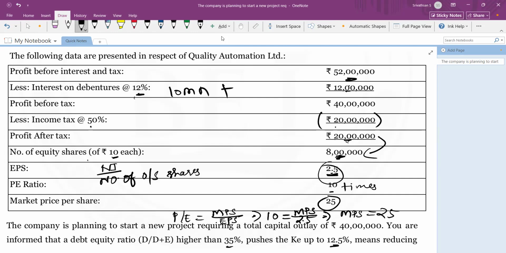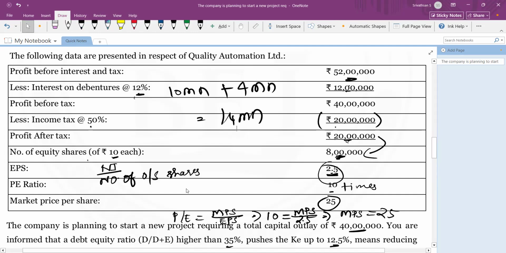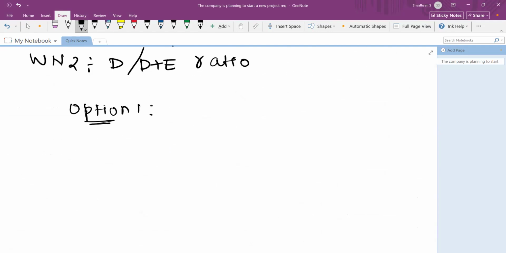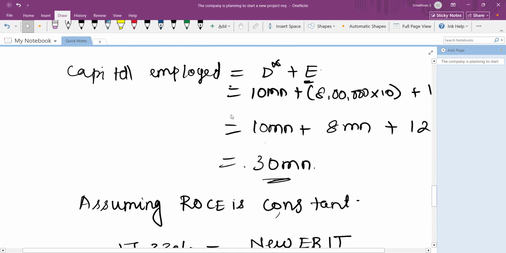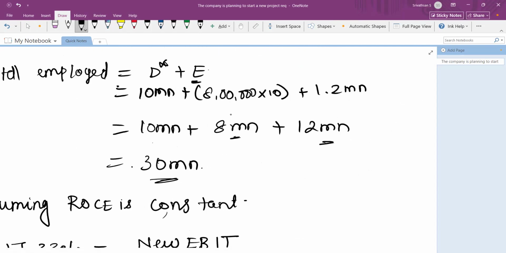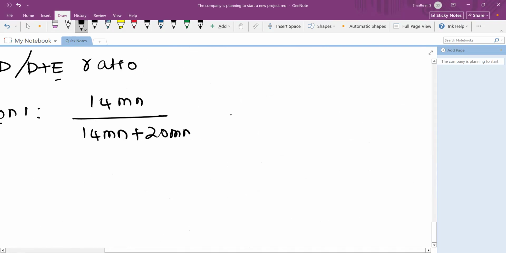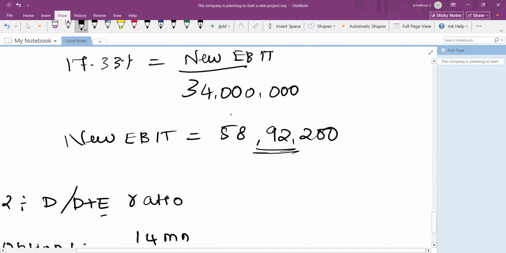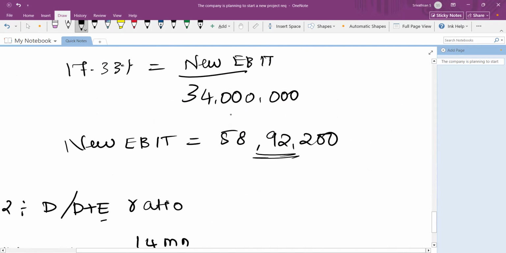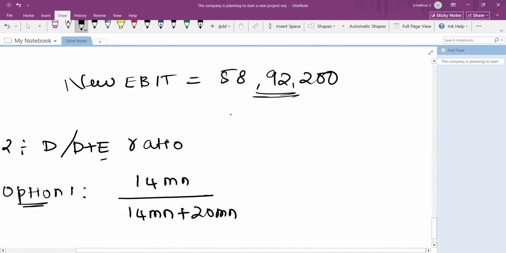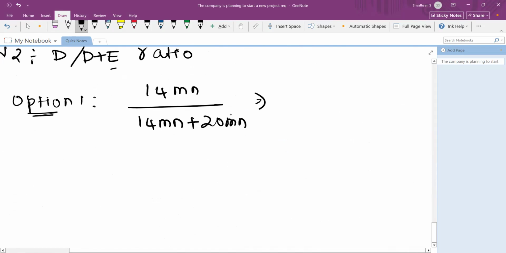On top of that, we are raising this additional capital of 40 lakh rupees also in the form of debt, so 4 million. So the total debt is 14 million. So option 1, the debt to equity ratio will be 14 million, the total value of debt, divided by debt plus equity. The equity amount we already calculated is 20 million, because 8 million plus 12 million is the total equity capital. To put it simply, the new capital employed by the company is 34 million. Out of that 34 million, 14 million is coming in the form of debt and the remaining 20 million in the form of equity.